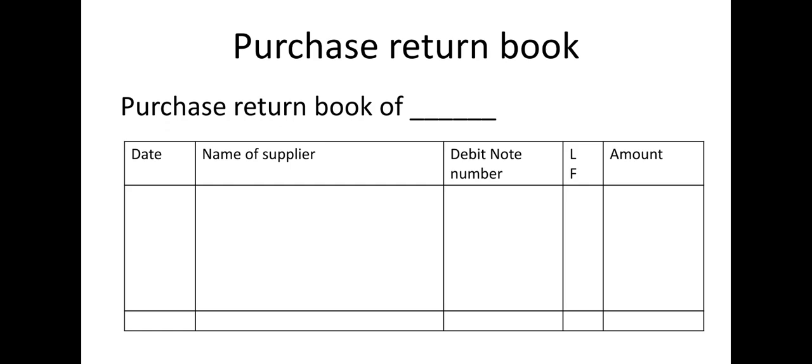Okay, then next column is simple LF. We don't have to write anything, and then amount. Okay, rules are same, students. All the rules are same. Only credit transactions are recorded. No cash transactions. Only goods. No assets. Clear? All the rules are same. Whatever rules we followed in purchase book, same rules are to be applied here.